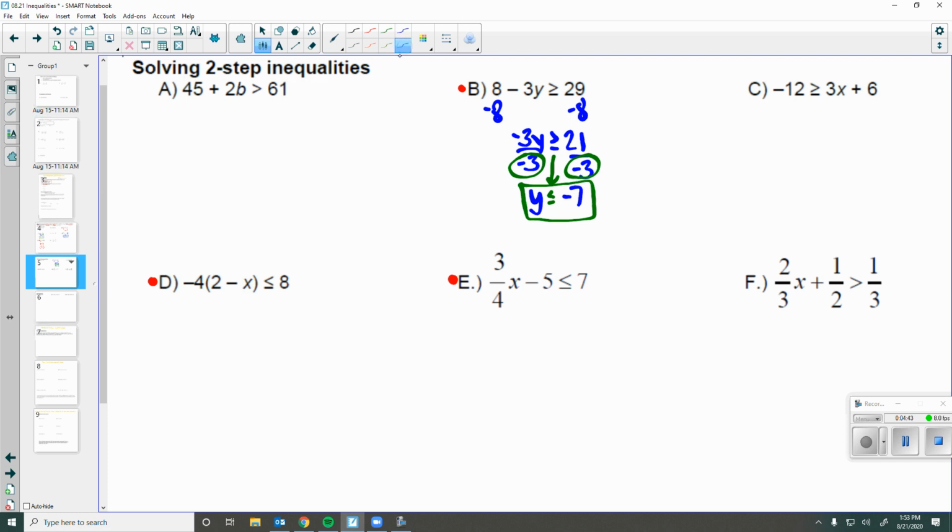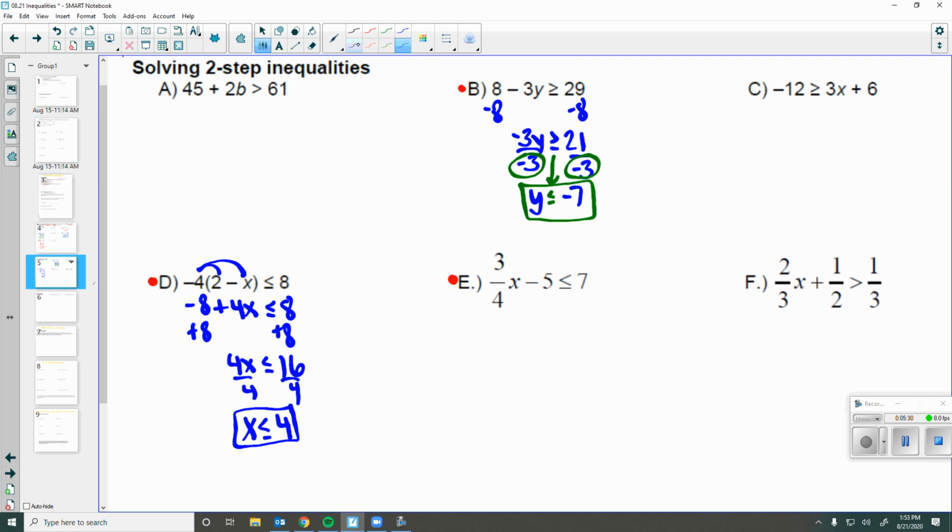Okay, for letter D, our first step, we're going to distribute that -4 out to get -8 plus 4x. Be careful with that symbol. It should be a plus. And then we're going to do what we've been doing before, move the constant and then move our coefficient. So adding 8 to each side to get 4x is less than or equal to 16. And get rid of the coefficient by dividing by 4, and x is less than or equal to 4. There were no negatives when it comes to multiplying and dividing, so it's not even a part we have to think about.